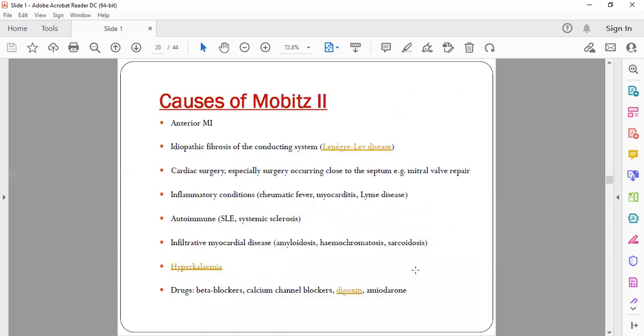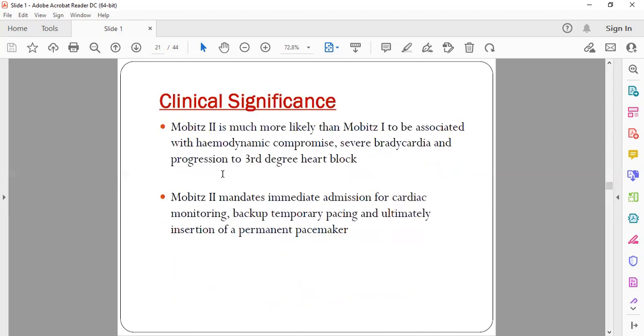The cause of Mobitz 2 is most commonly seen in anterior wall MI, not inferior wall MI, because the bundle of His and Purkinje fibers are supplied by the left anterior descending artery. The left anterior descending artery is mainly the cause for anterior wall MI. Inferior wall MI is mostly caused by the right coronary artery, and the right coronary artery supplies only the SA node and AV node. It doesn't supply the bundle of His. So if there is anterior wall MI, there are more chances of Mobitz type 2 block. The other causes are drugs, hyperkalemia, autoimmune causes, and post-cardiac surgery.